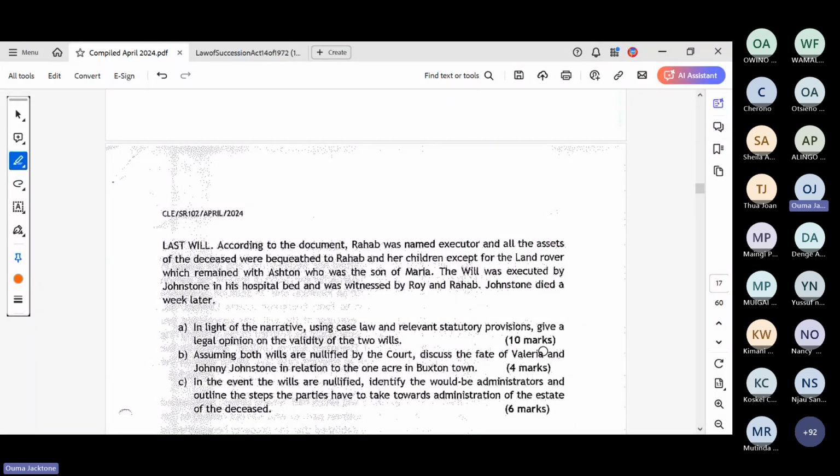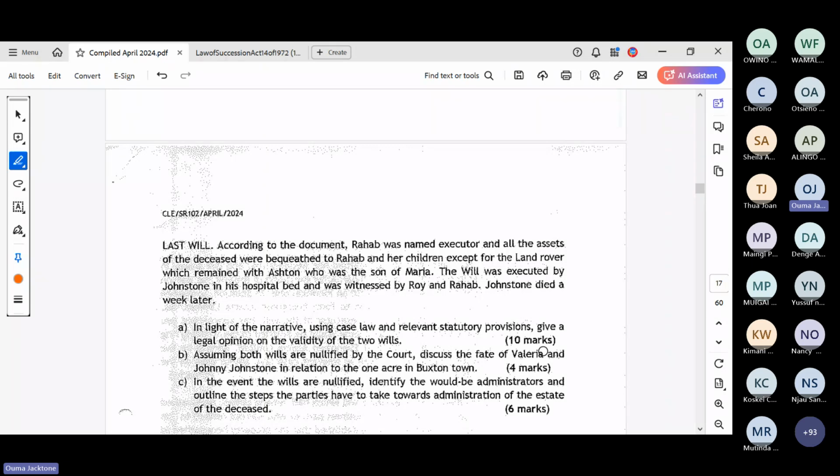Of course, again, because of time, there are two things: the formal requirements and the capacity. Now, there are obvious cases like Banks versus Goodfellow, which of course is the locus classicus case when it comes to the questions of capacity and the validity of wills regarding the mental status of the deceased person or of the testator. So you have that case in mind and other cases, but also you have the requirements under section 11.